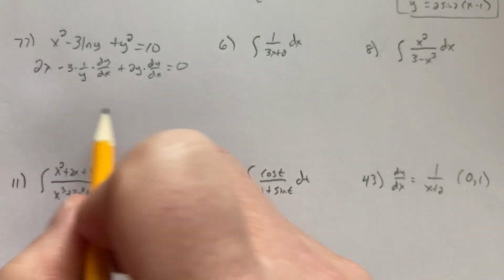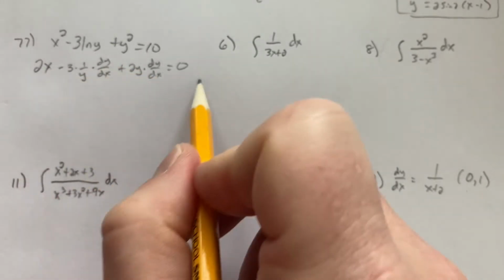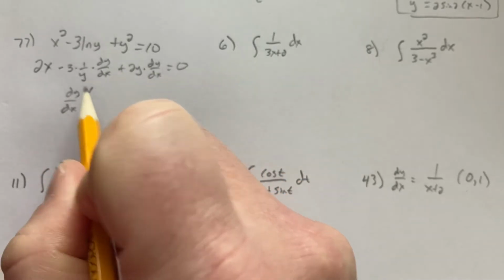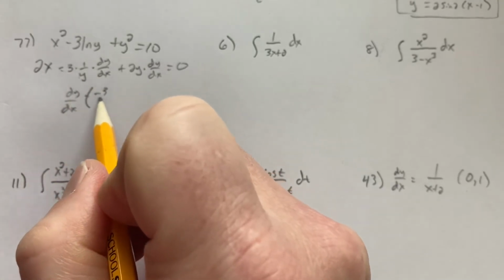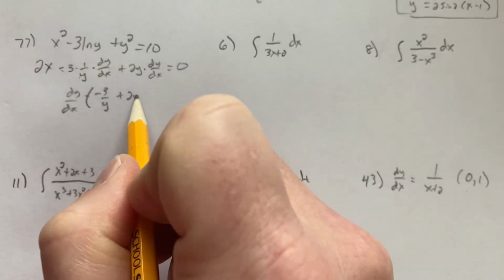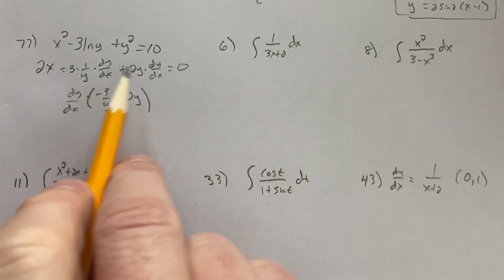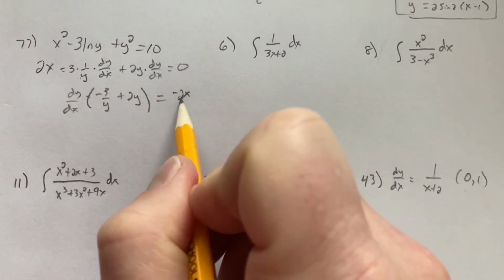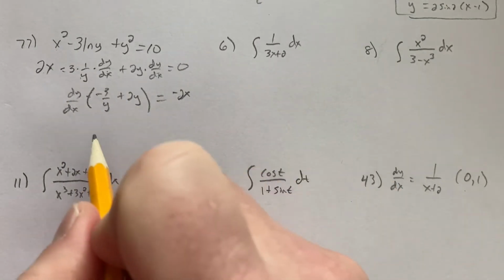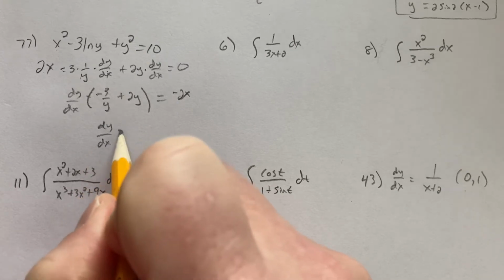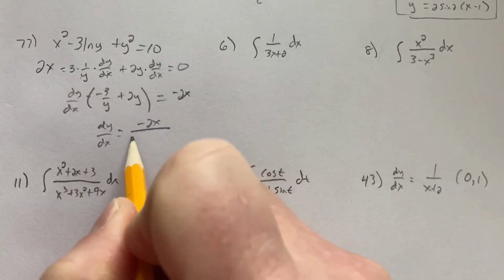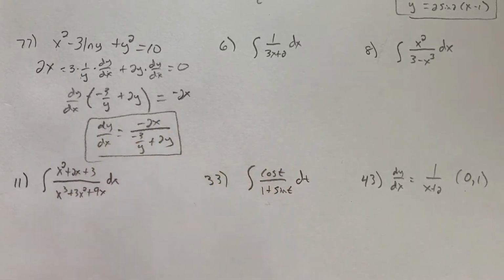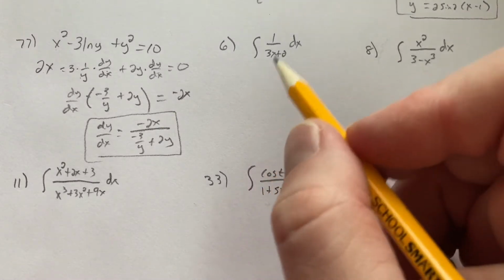Now what I'm going to do is swing this 2x over to here. I'm going to subtract it, and I'm going to pull a dy dx out. So I'm going to get dy dx times negative 3 over y plus 2y. I pulled this dy dx out of both of those terms, equals this minus 2x. And then the last thing is to divide by that. So dy dx is going to equal negative 2x divided by negative 3 over y plus 2y. That's the end of page 330.